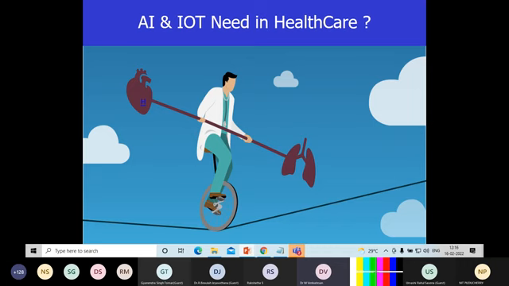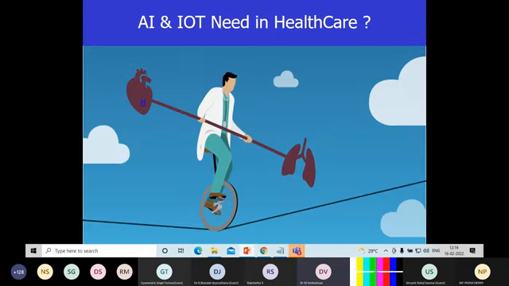If you have AI-powered IoT devices, they will help doctors predict the disease in time so that the doctor can give the prescriptions. So in healthcare, many hospitals are already using this AI-powered IoT.